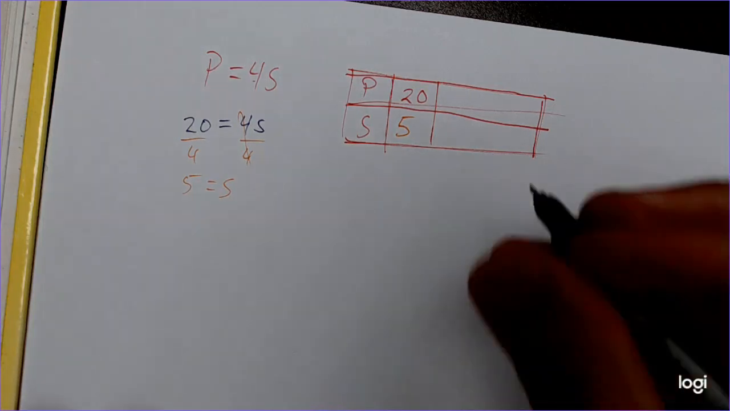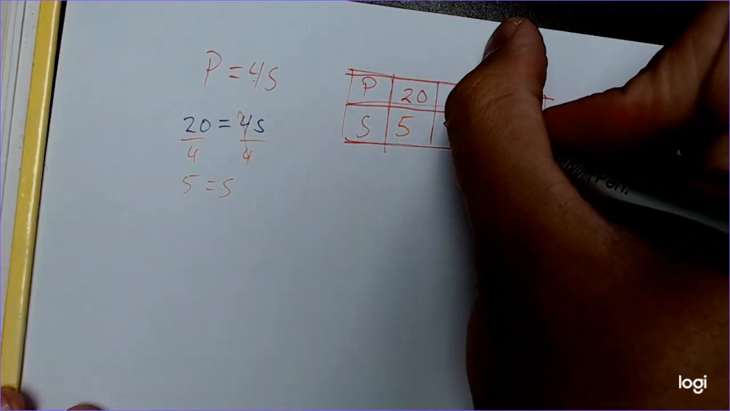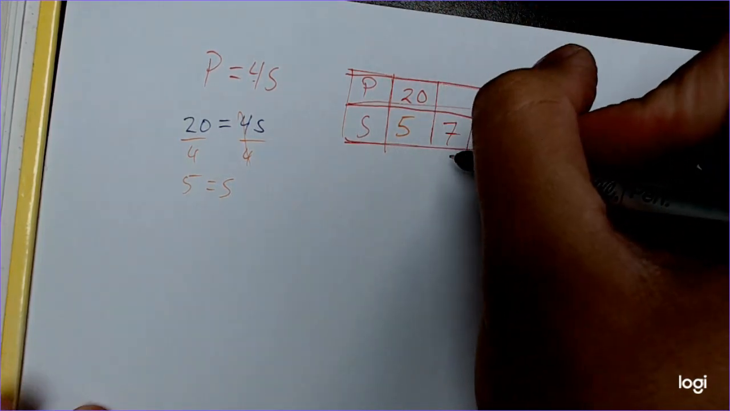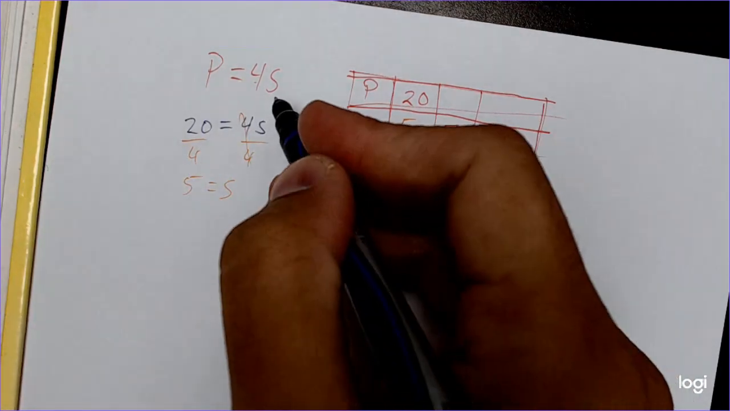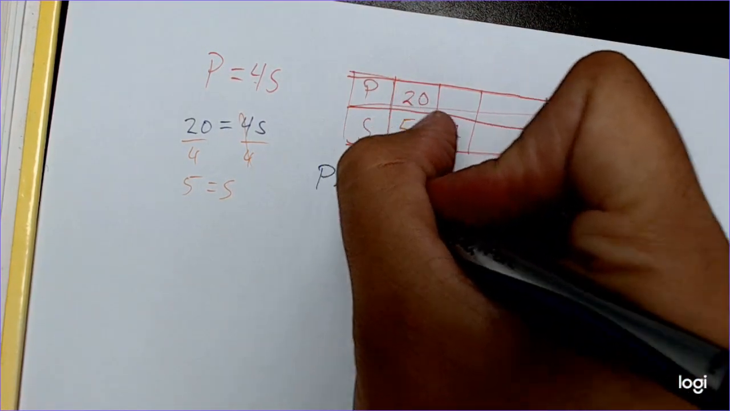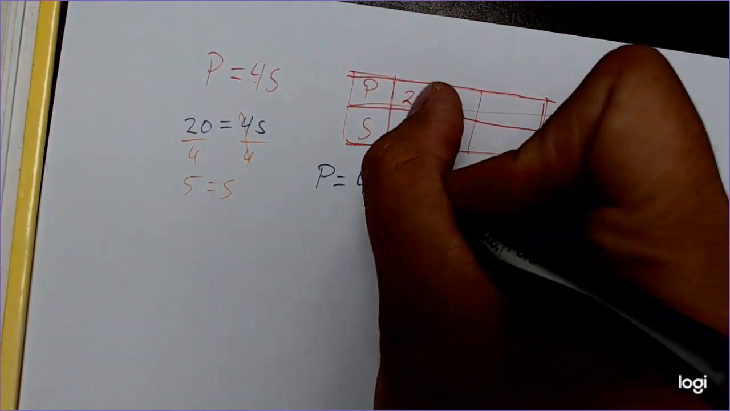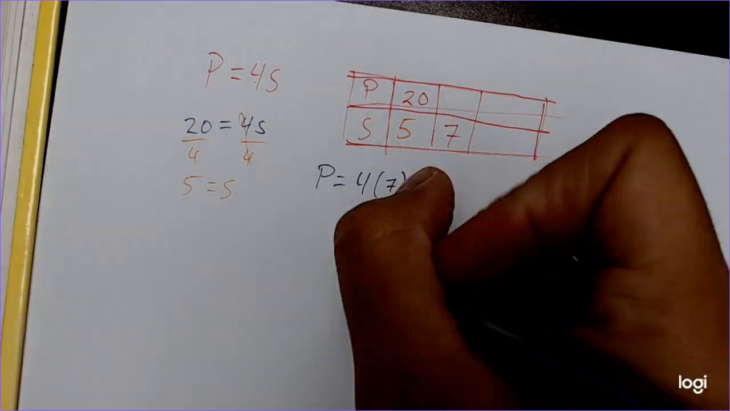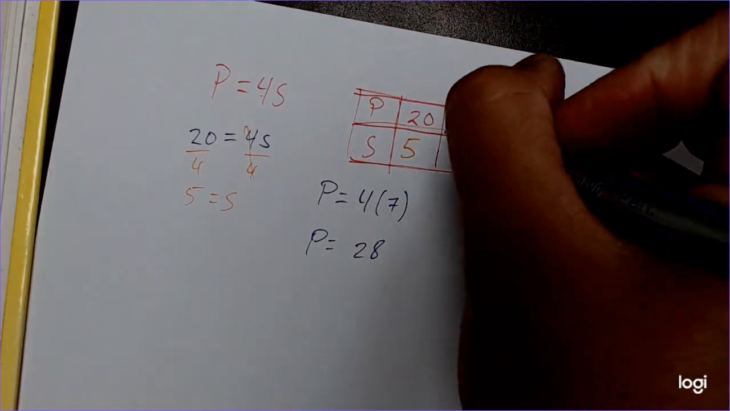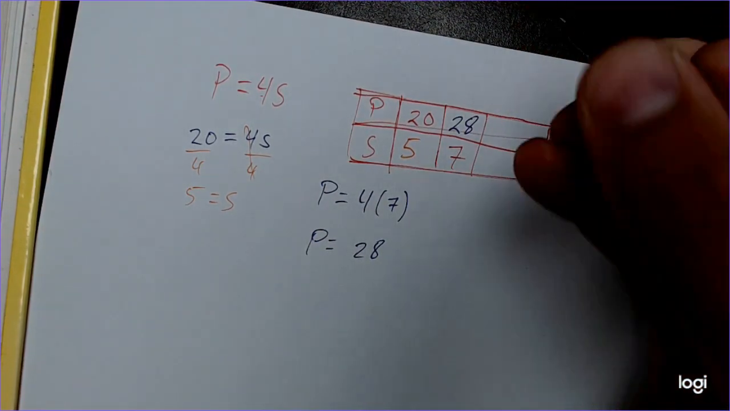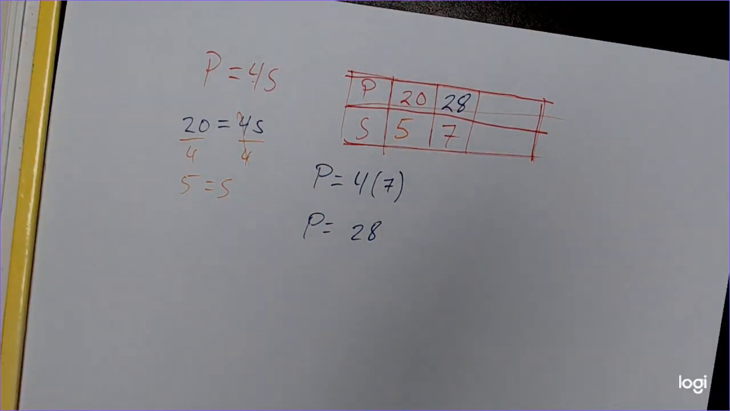And let's say I picked some other numbers. Let's say I picked the next one. Let's say I said, I want to know what p is when s is 7. So what I do now is I would go back to the original equation, and instead of replacing p, I'm going to replace s. So I'll write p is equal to 4 times 7 now, right? So 4 times 7 is 28, so that means p would equal 28. So I go up here, and now my p answer is 28. Great, so this is how a function works.